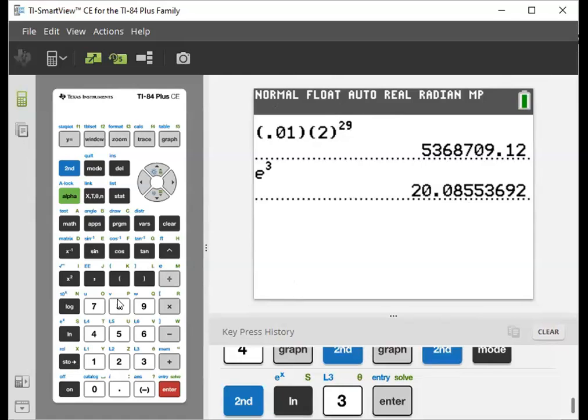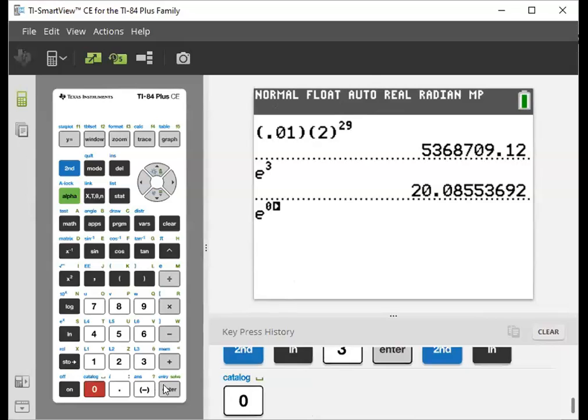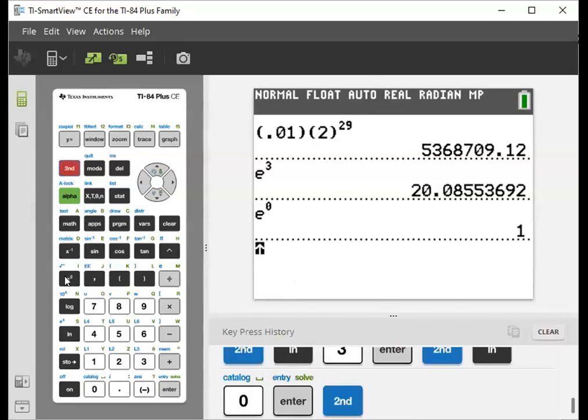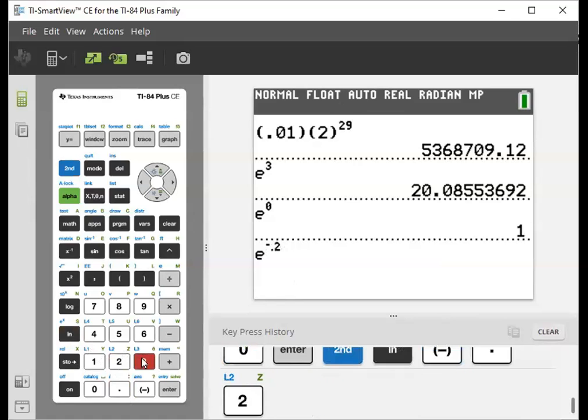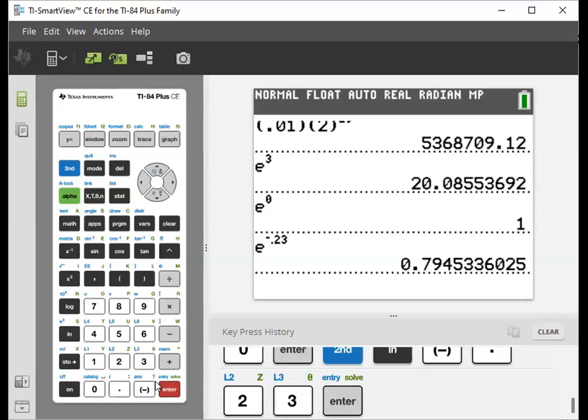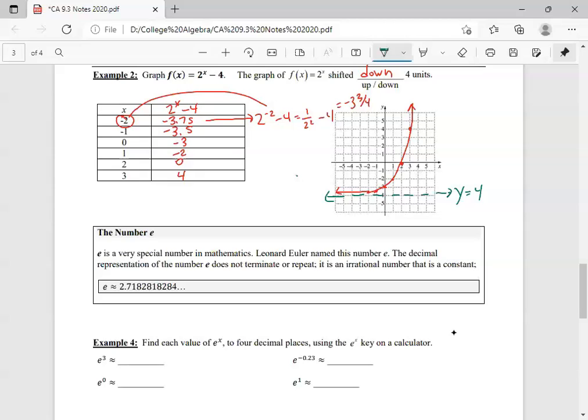E to the 0 should be 1, because anything to the 0 is 1. Okay, so e to the negative 0.23. So you kind of get the hang of what you're supposed to do there. You're just typing those in and rounding them to 4 decimal places.